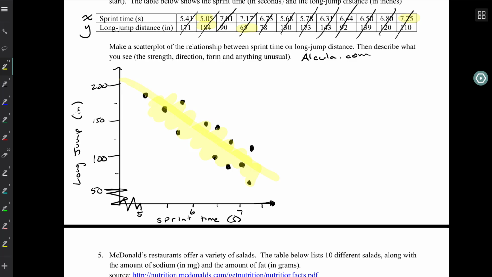Now, what direction is it going? It's going down and to the right. Down and to the right would mean a negative slope, so this is going in the negative direction. Okay? So, that's all we need to do, just put this all together in one sentence. There is a moderately strong negative linear relationship between sprint time and long jump distance. Let's write it out.